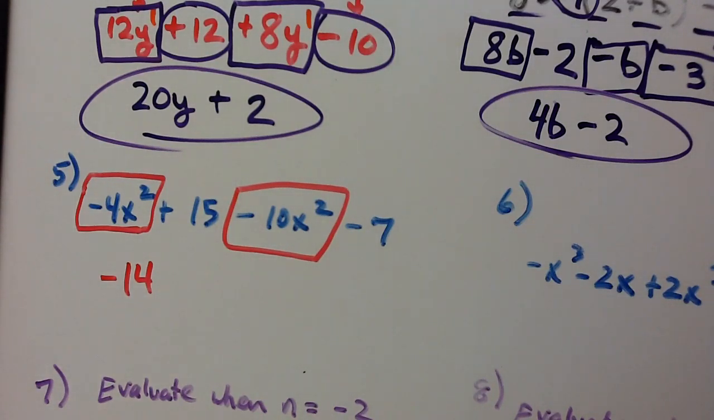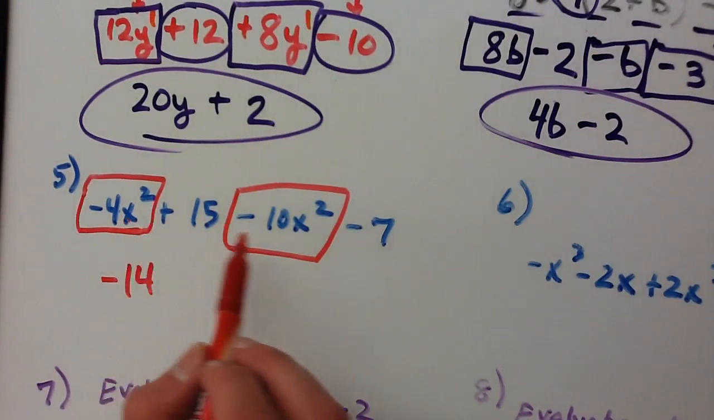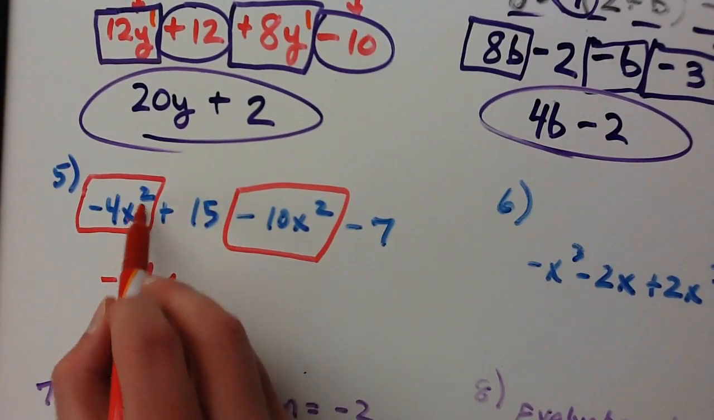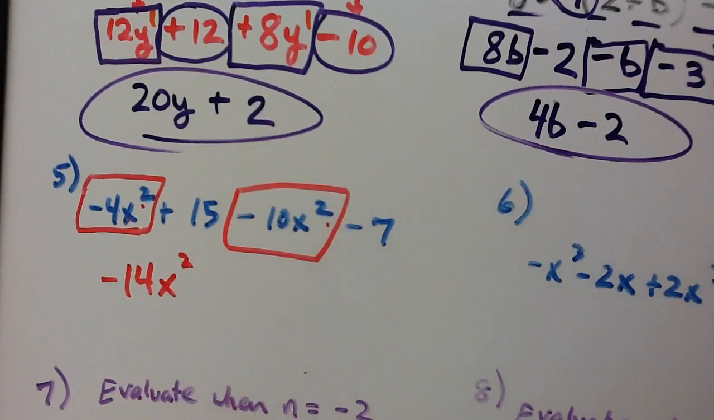But I know that when you combine like terms, not only do you add their coefficients, you have to keep the variable, which is x, and you have to keep the exponent, which here is 2. So this is negative 14x squared. Don't forget your variable, don't forget your exponent.